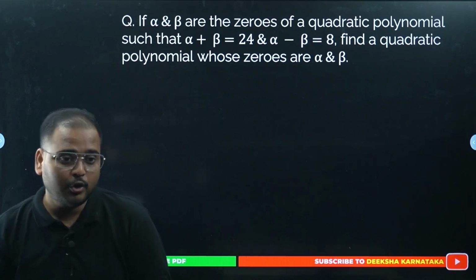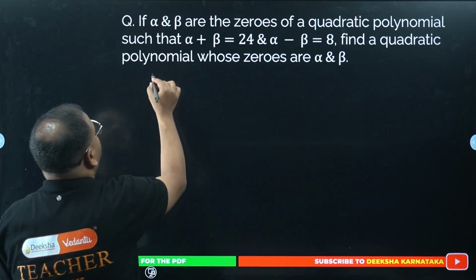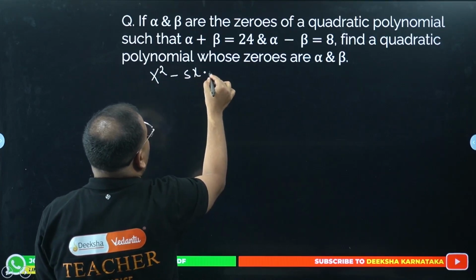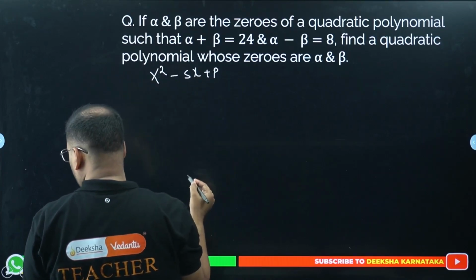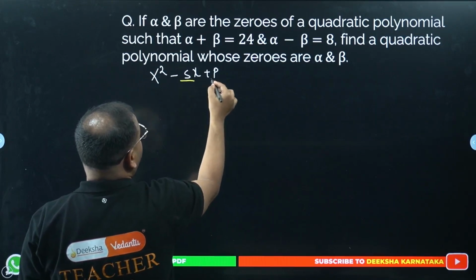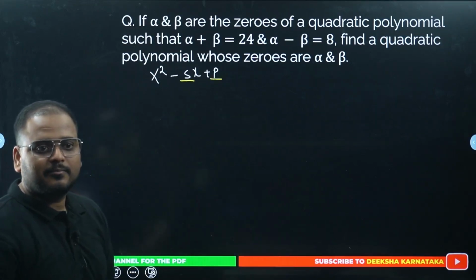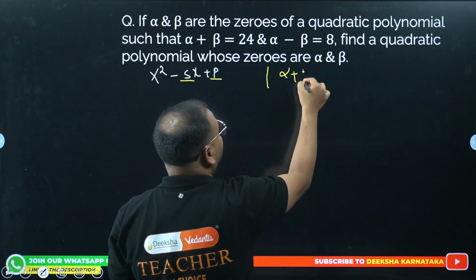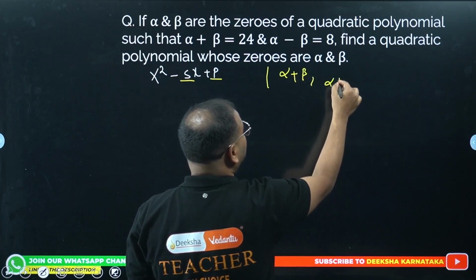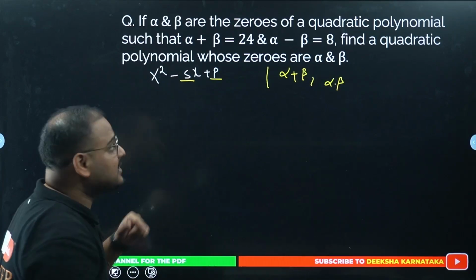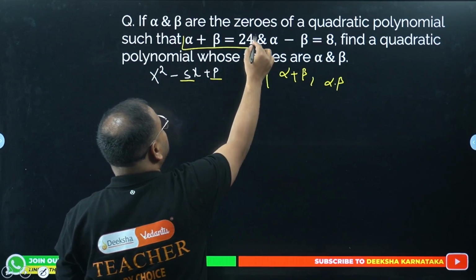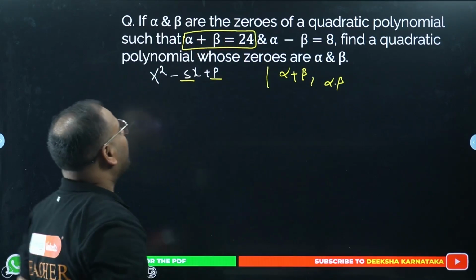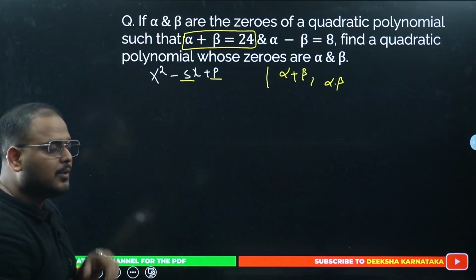So we all know to find any quadratic polynomial we need what? x square minus sum times x plus product. Means I will require the sum and the product. So if alpha and beta are the roots, I need alpha plus beta, but I also need alpha into beta. Alpha plus beta is given, life is easy. But alpha into beta is not given. We have to find that part. How will I find that part, sir?